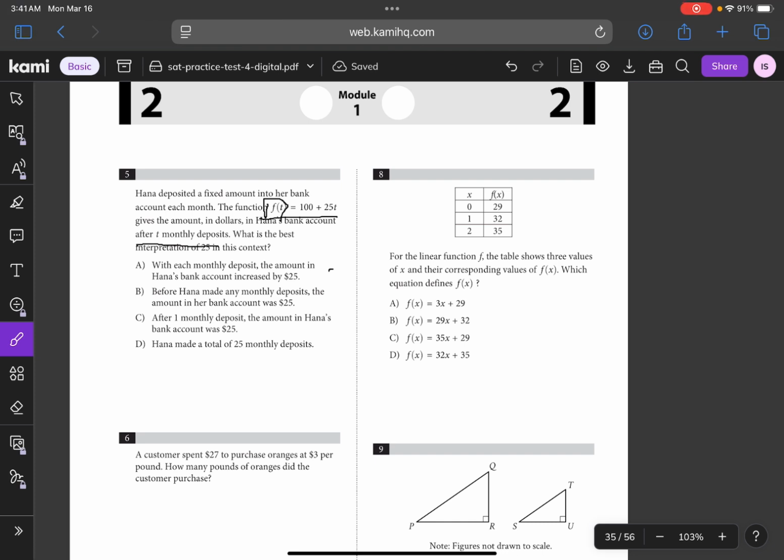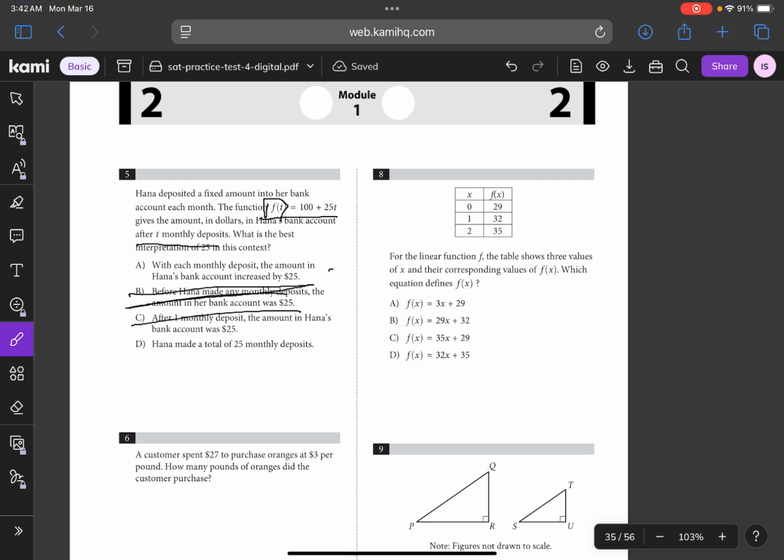See, that doesn't sound right, because then 25 would be a one-time thing. But if 25 is happening repeatedly, then it has to be something that happens more than once. So it cannot be a one-time thing. After 1 month of deposits, the amount in Hannah's account was 25. So this would be possible if we have 1 times 25 and we ignore that 100. But we know that this 25 is constant. It happens multiple times. It's not a one-time thing. Hannah made a total of 25 monthly deposits. So now this is close.